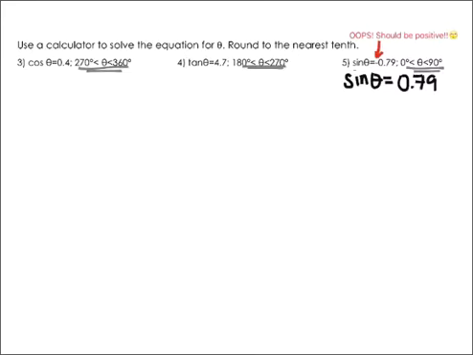Let's look at number 3. Number 3 says the cosine of theta is equal to 0.4. So I need to know what theta is. So I will do the arccosine, or the inverse of cosine, of 0.4. Use your calculator. You type that in and you're going to get 66.4 degrees. Now, that's not really the answer, because remember I told you which quadrant we're working in.